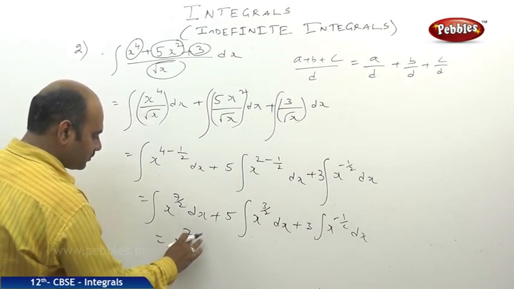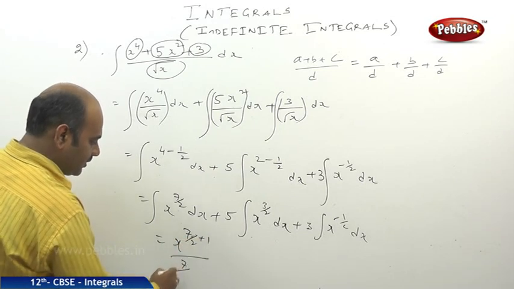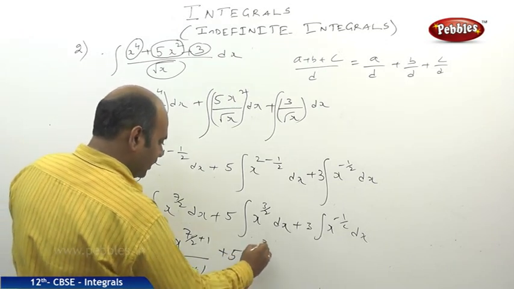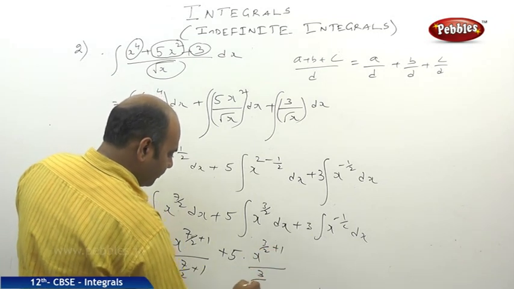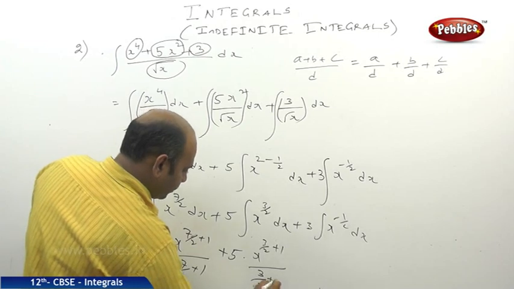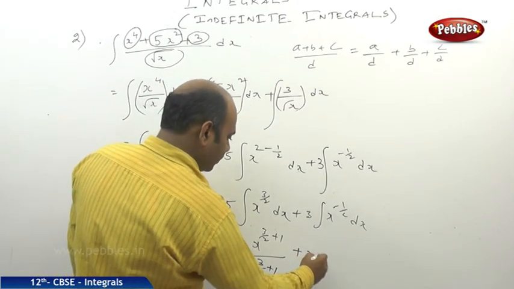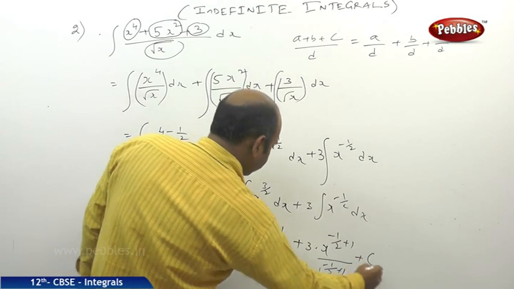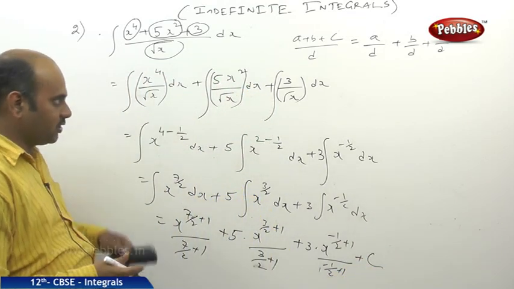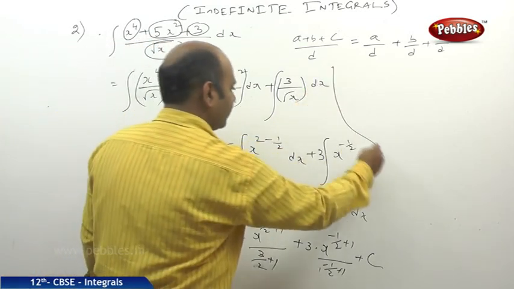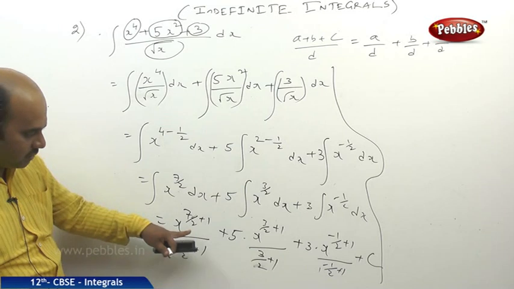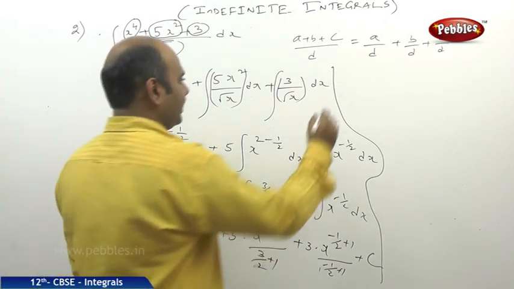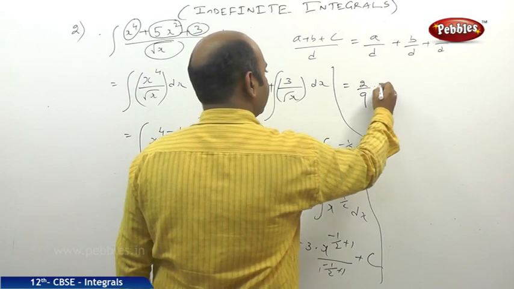So x power 7 by 2 plus 1 by 7 by 2 plus 1, plus 5 into x power 3 by 2 plus 1 by 3 by 2 plus 1, plus 3 into, here again it goes as x power minus 1 by 2 plus 1 by minus 1 by 2 plus 1, plus c. I think now you can do this particular calculation, and I'll be writing the answer finally. X power 7 by 2 plus 1, 7 by 2 plus 1 means it is 9 by 2, and the denominator also 9 by 2, going up means 2 by 9.